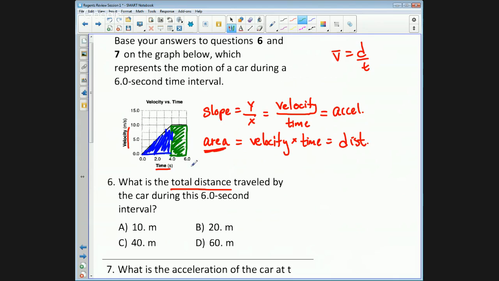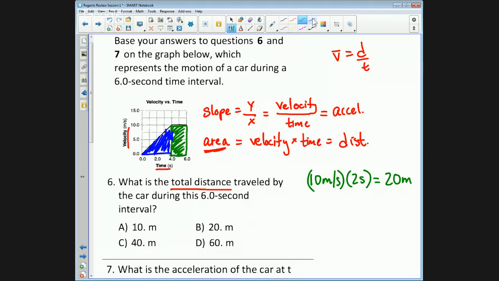So for the area of the rectangle, that one's easier to figure out. It's length times width. The length of my rectangle goes from 0 to 10, so that's 10 meters per second, times the width, which is 4 seconds to 6 seconds. That's a difference of 2 seconds, so 2 seconds. And this gives me 20 meters per second times seconds equals meters. I'm not done here. Notice choice B is an answer, 20 meters, but that's not what we want to pick, because we're not finished.